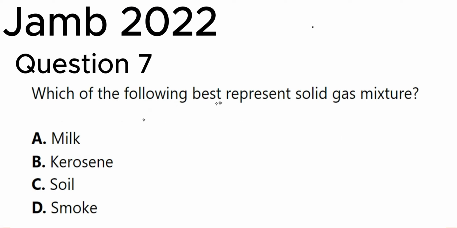Question number 7. Which of the following best represents a solid-gas mixture? Milk, kerosene, soil, smoke. The smoke is the answer. And the smoke is a heterogeneous mixture of two phases. Milk is also a mixture of this kind. Now we'll talk about them.